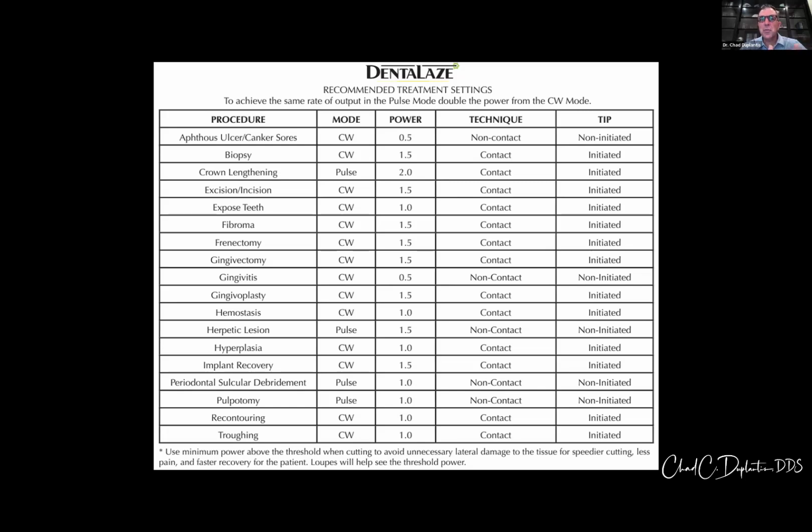So if you read the settings up top, it says to achieve the same rate of output in the pulse mode, double the power from the continuous watt mode. So if you want to utilize it in pulse mode, and the more you learn about lasers, the more you'll learn about the pulse mode versus the continuous watt mode. But if you want something to work efficiently in both modes, double the power from continuous to pulsed, and then you'll allow for the tissue relaxation.